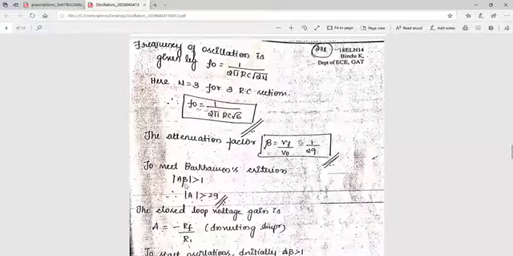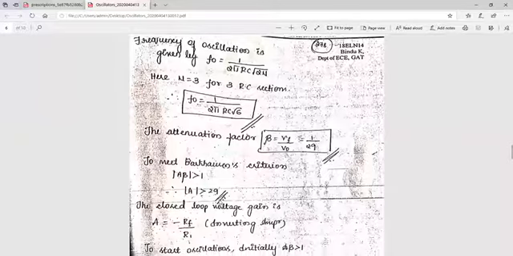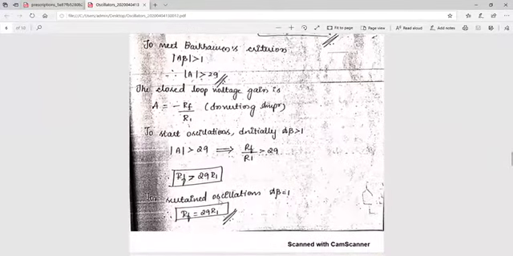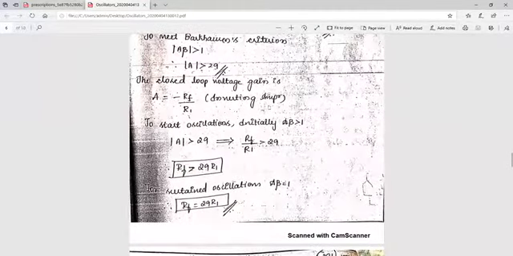So if I keep A into beta greater than 1, and substitute the beta value as 1 by 29, I can shift 29 to the right side. So the gain should be greater than 29. So the closed loop voltage gain for the inverting amplifier, we know the formula for gain is minus RF by R1.